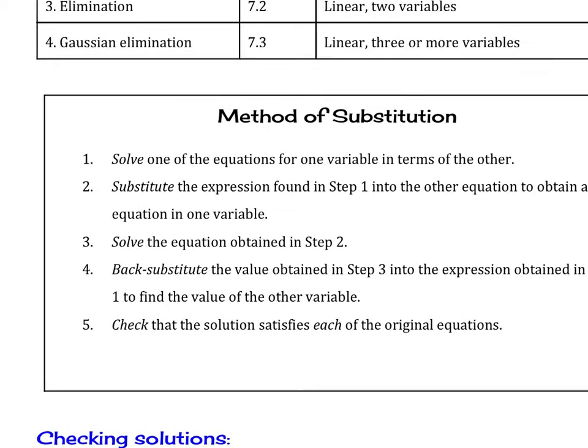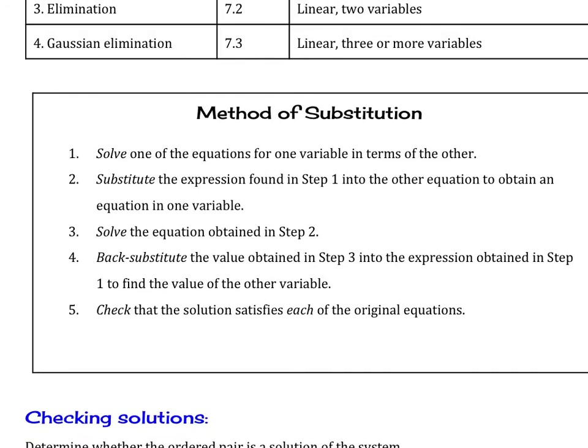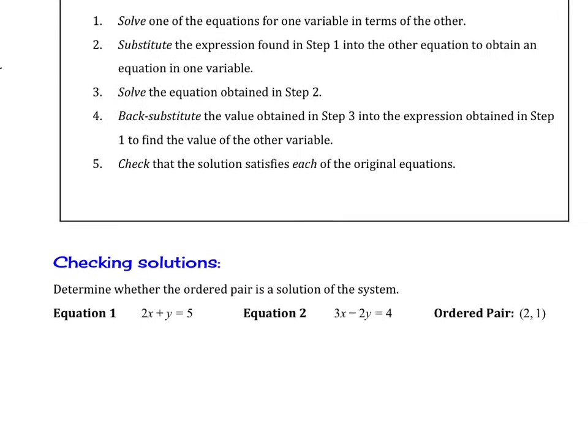For the method of substitution, we're going to solve one of the equations for one variable in terms of the other. Step 2: substitute the expression found in step 1 into the other equation to obtain an equation in one variable. Step 3: solve the equation obtained in step 2, then back substitute the value found in step 3 into the expression obtained in step 1 to find the value of the other variable. And then we're going to check that the solution satisfies each of the original equations.